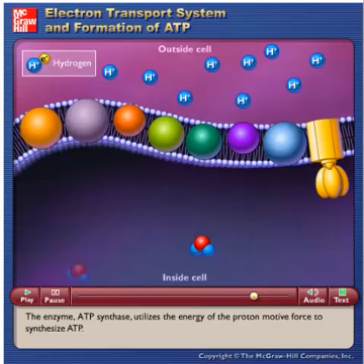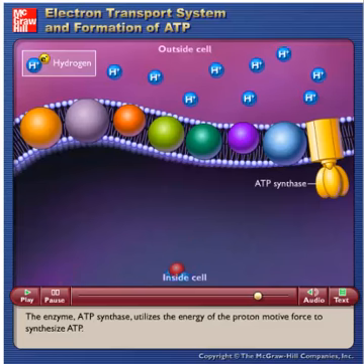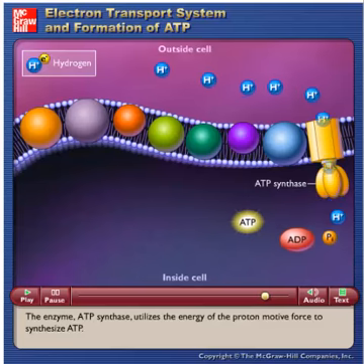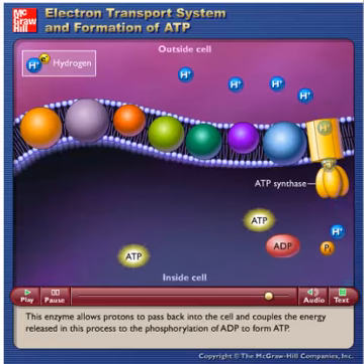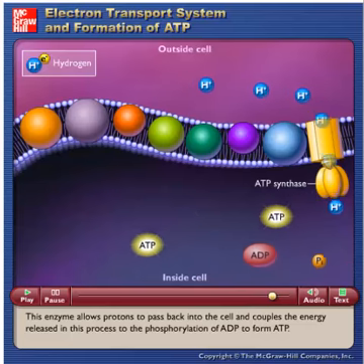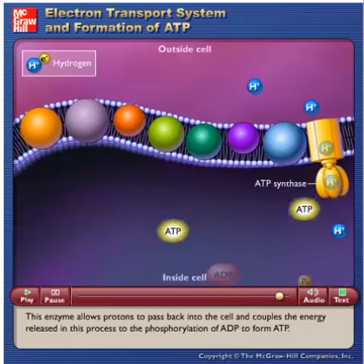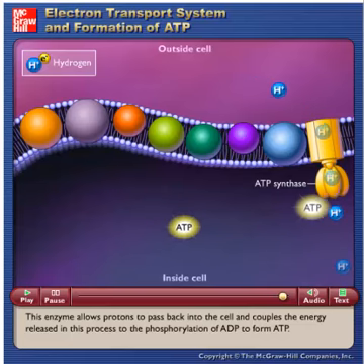The enzyme ATP synthase utilizes the energy of the proton motive force to synthesize ATP. This enzyme allows protons to pass back into the cell and couples the energy released in this process to the phosphorylation of ADP to form ATP.